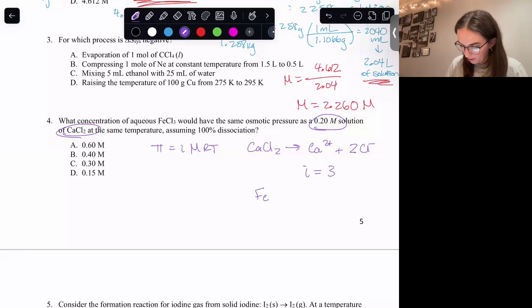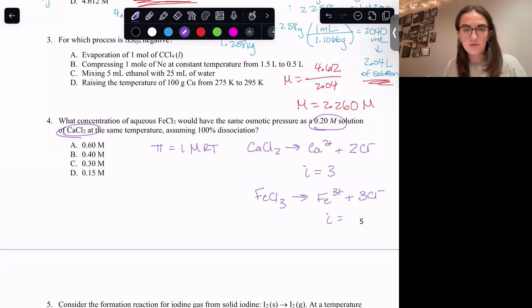For iron chloride, we're assuming 100% dissociation. This is going to break apart into Fe3+ and 3Cl-. So what is your van 't Hoff factor for iron chloride? How many ions do we have in solution? Yep, so this is going to be 4.